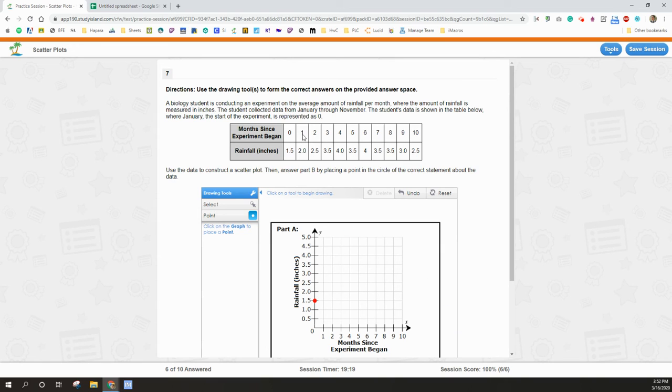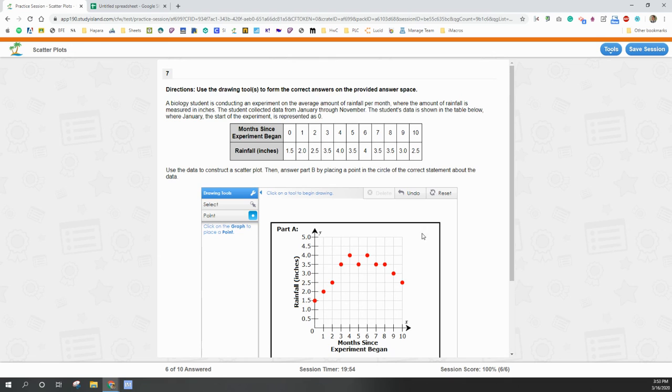We'll go through and put the rest on here. 1, 2.0, it's right there. 2, 2.5, it's right there. 3, 3.5, it's right there. 4, 4.0, it's right there. 5, 3.5, it's right there. 6 and 4, it's right there. 7 and 3.5, 8 and 3.5, 9 and 3.0, and finally 10 and 2.5.